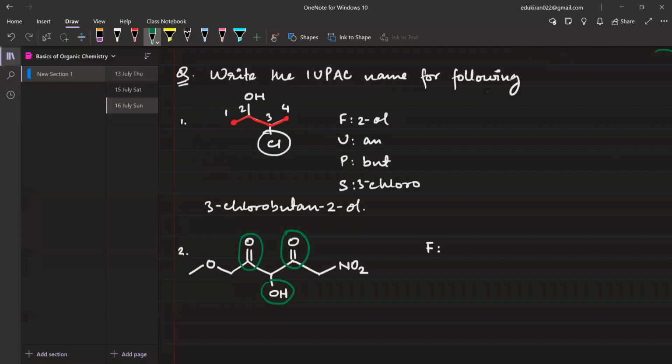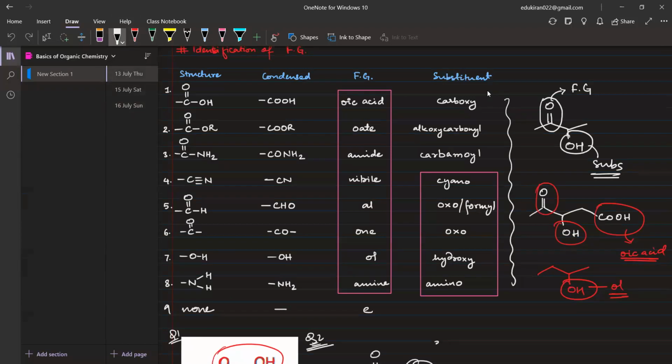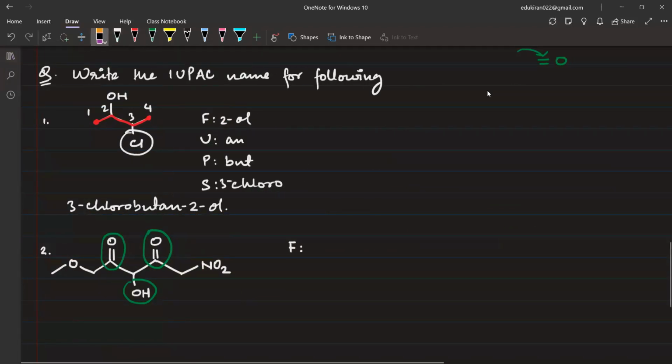If you look at the priority order, let me show you here. The first structure has double bond O, the second structure has double bond O, the third structure double bond O, and the fourth structure has triple bond N. So whenever you have multiple bonds, please focus there. Then the 5th has carbon double bond O, the 6th has carbon double bond O. Most of the higher priority functional groups have double or triple bonds with a hetero atom, mostly with oxygen and only once with nitrogen. So whenever you see a double bond, please focus there; most probably that may be your functional group. So what is our functional group? It is one, but since there are 2 C double bond O groups, I will write dione.